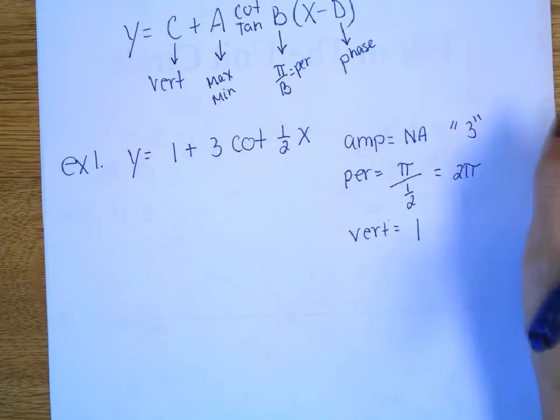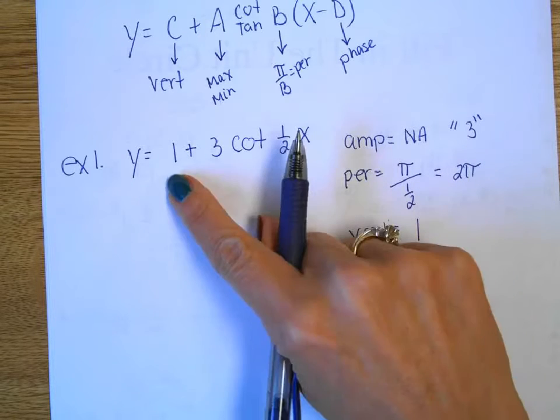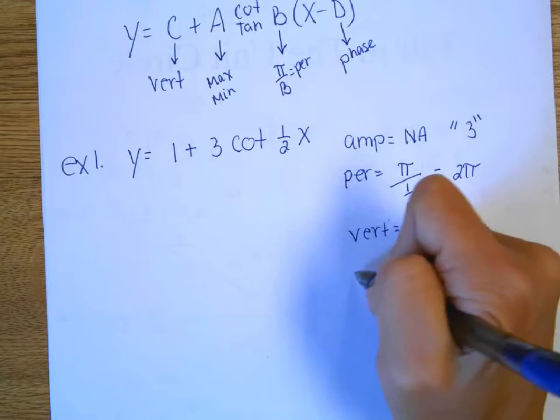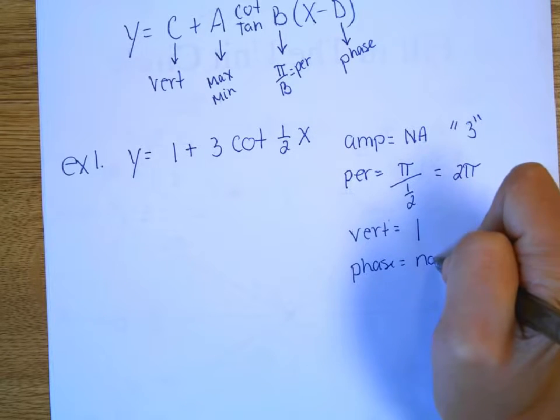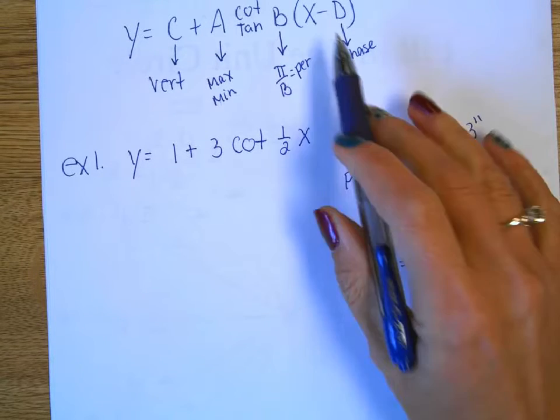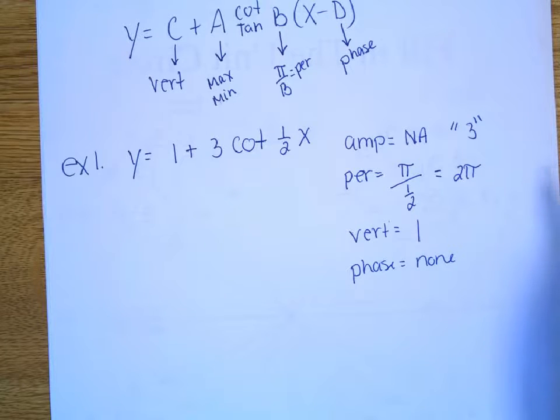Up 1. Wait, it's this one up here that's added on. Oh, and phase? I think I get those. None, because there's nothing in parentheses with the x.